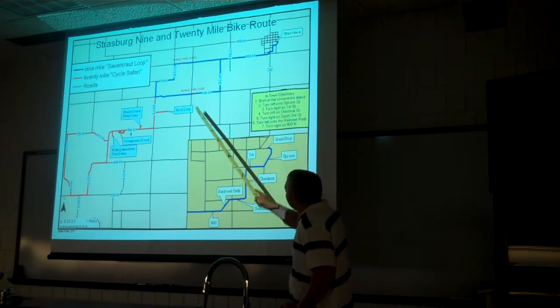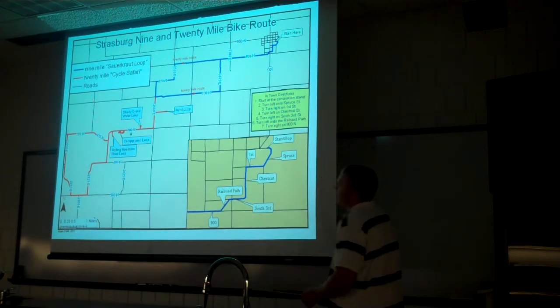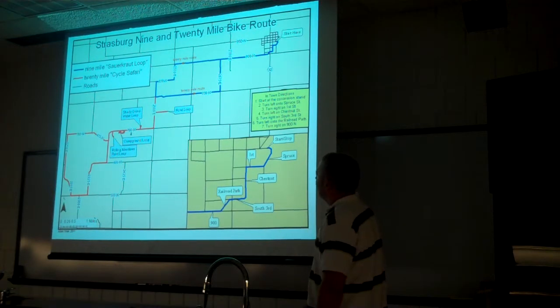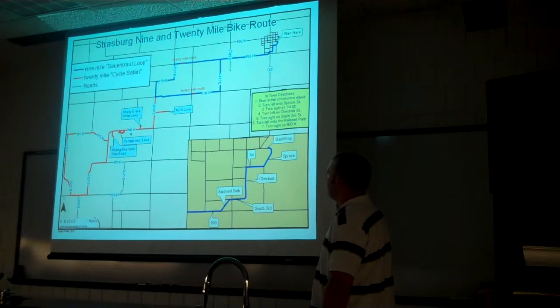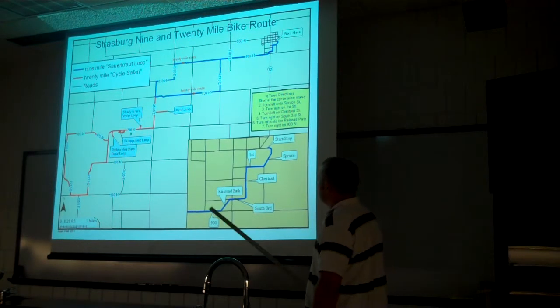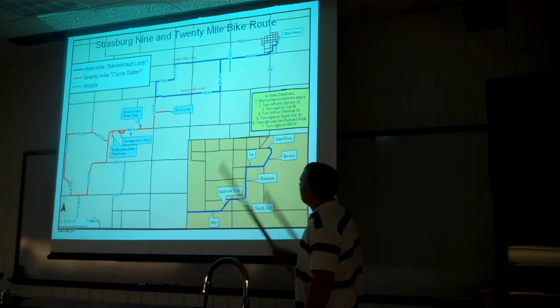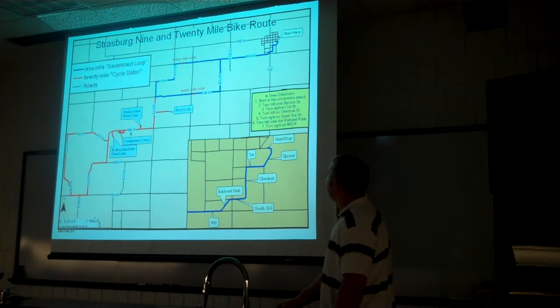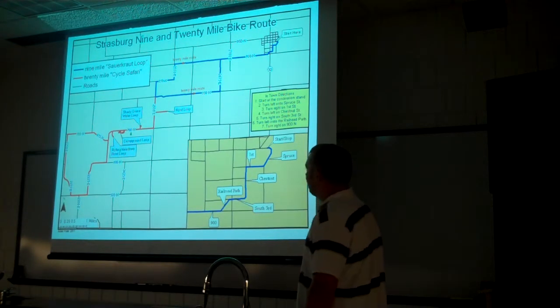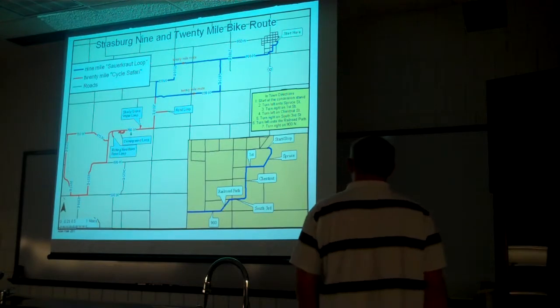Then today, after viewing all my layouts, I decided I better put some sort of direction for the 20 mile route, since the 9 mile is laying on top of it up there. So I had to draw in special arrows for that.